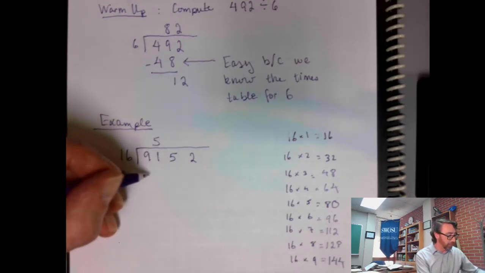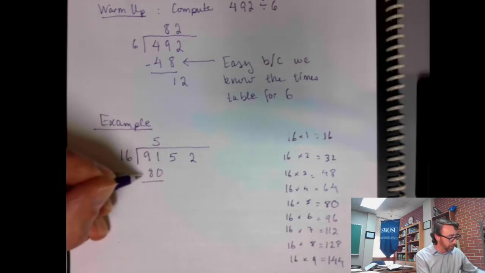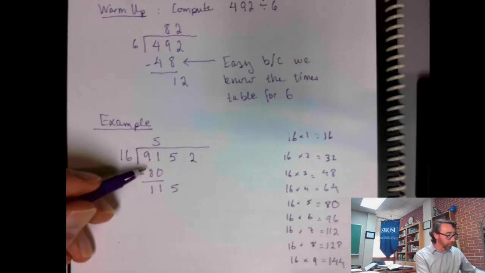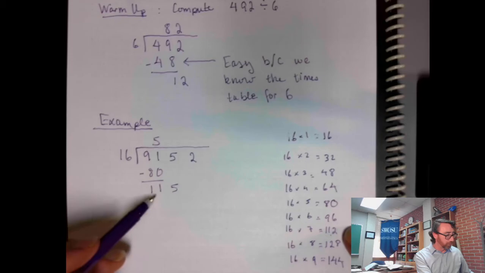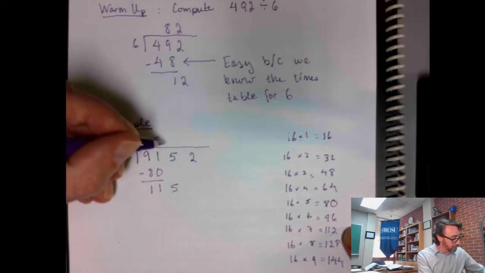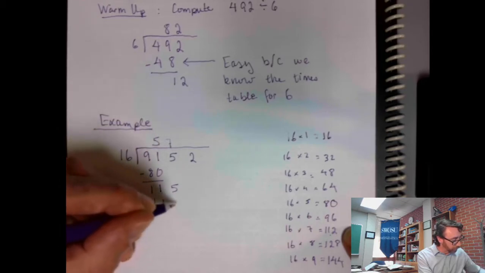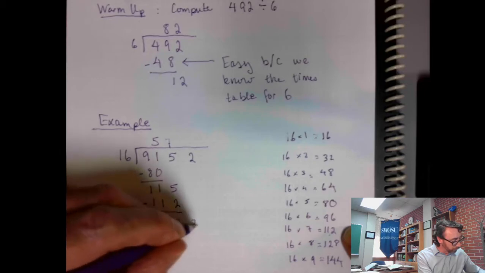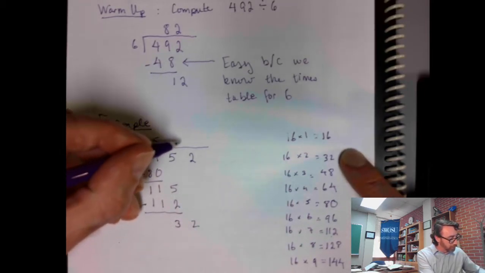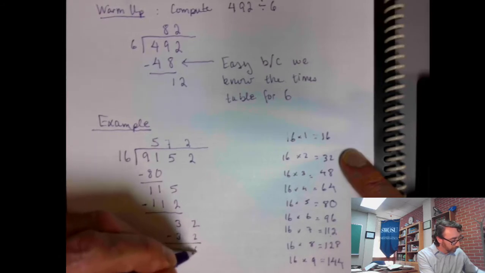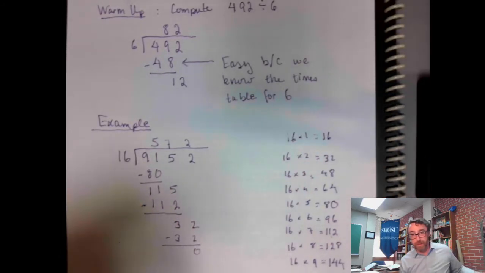Because 16 times 5, we figured out that's 80. We subtract, 115. Okay, so now I'm thinking about what's the closest multiple to 115 without going over. It's right here. 16 times 7 is 112. So we subtract, we're left with 3, 2, and now that's an easy one, that's 2. So our division has come out even.